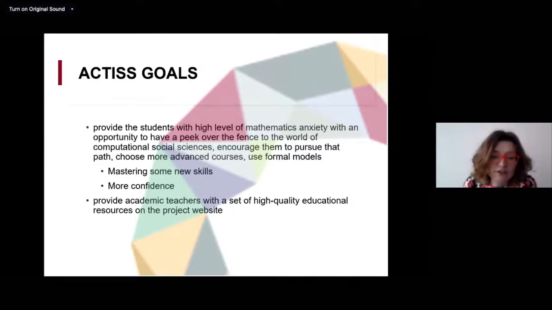And second, our second target audience are academic teachers that want to teach computational thinking at a low bachelor level to students with this type of problems. So we want to provide them with some high quality educational resources for beginners.